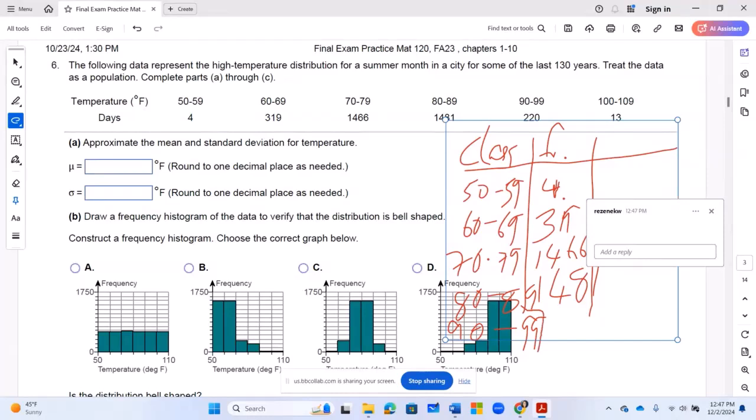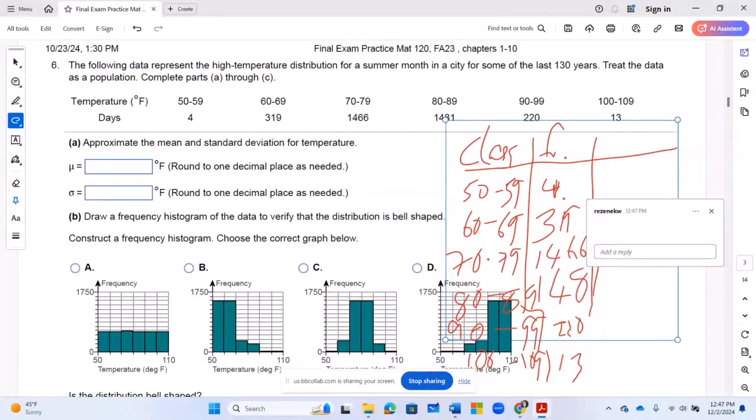And the frequency for that is 220. And the last class is 100 to 109. And the frequency is 13.